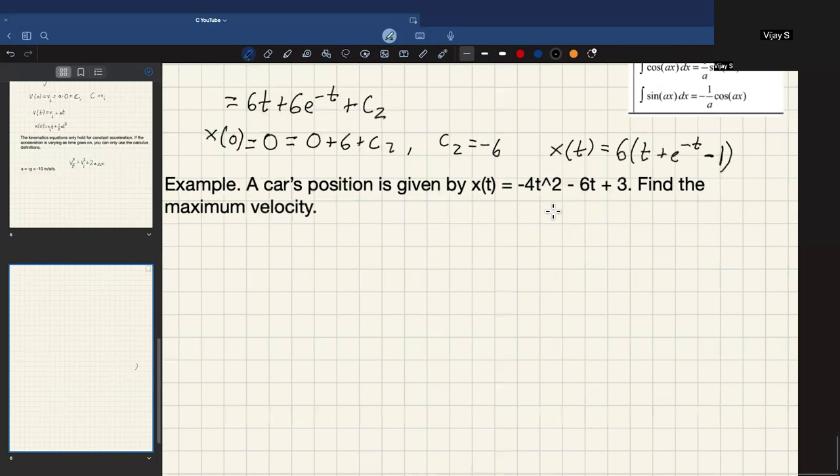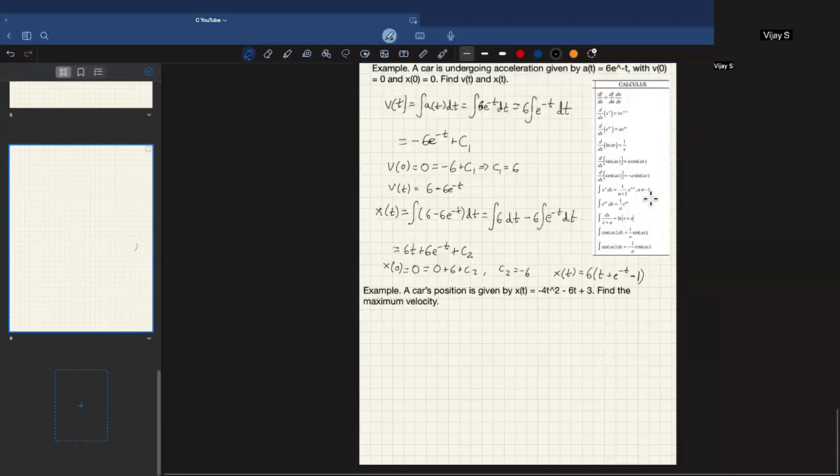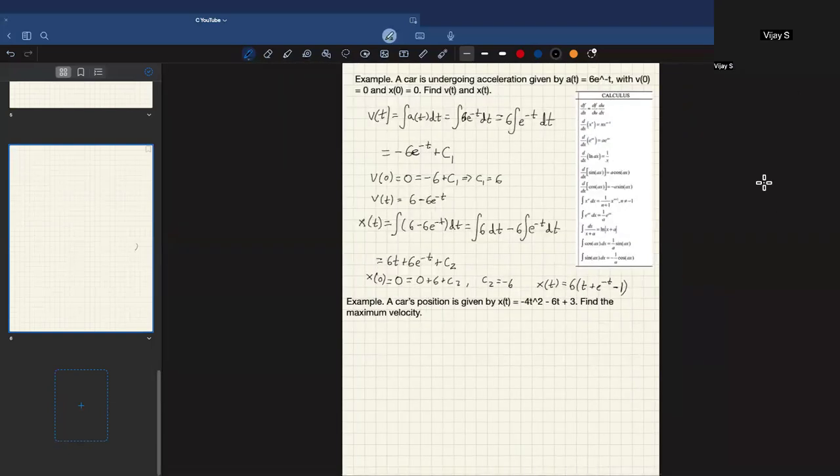And then, of course, we found our velocity earlier. For some reason, it's not liking me scrolling back up. It keeps zooming in and out. Anyway, our velocity is 6 minus 6 times e to the negative t.